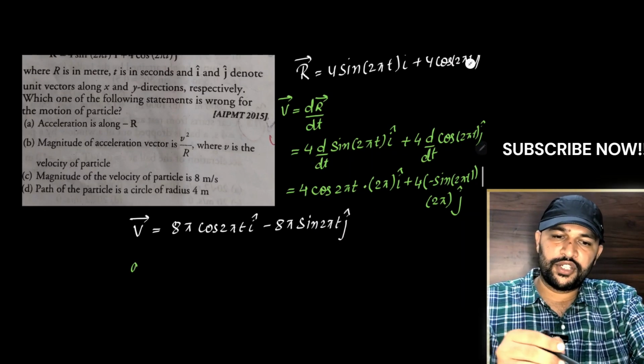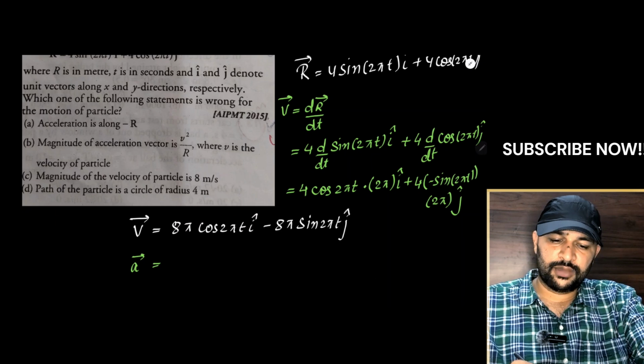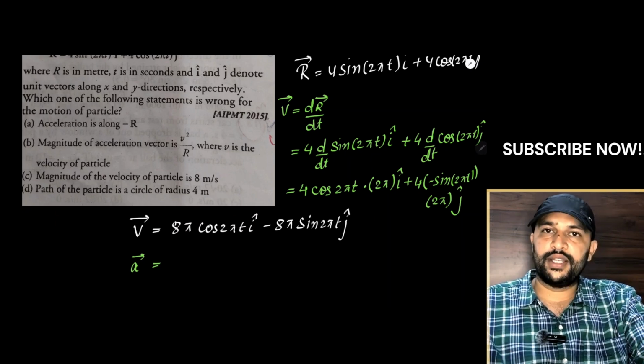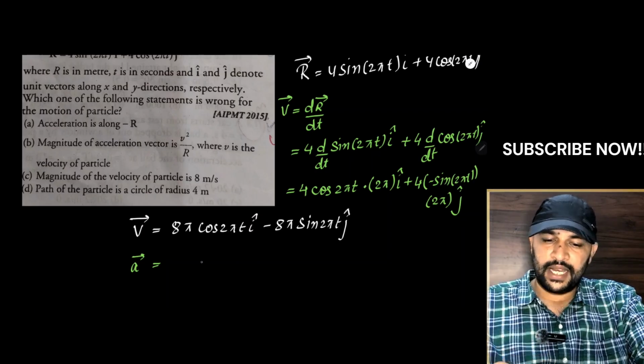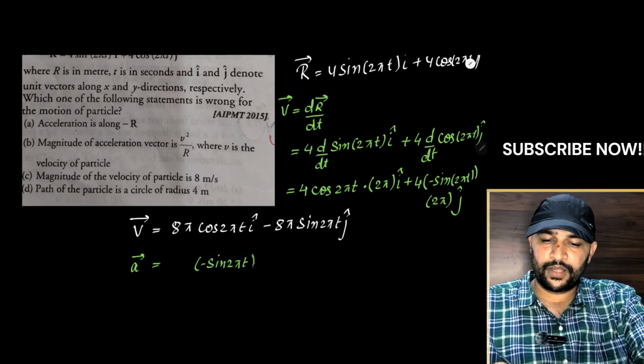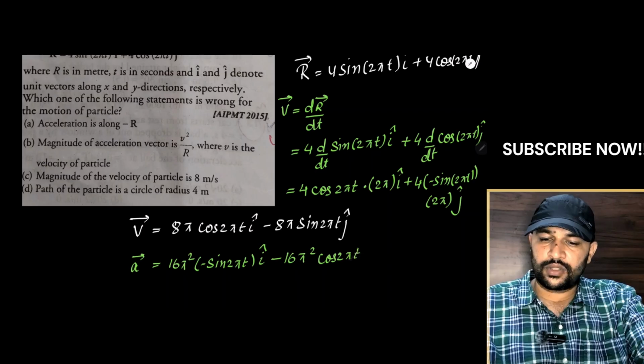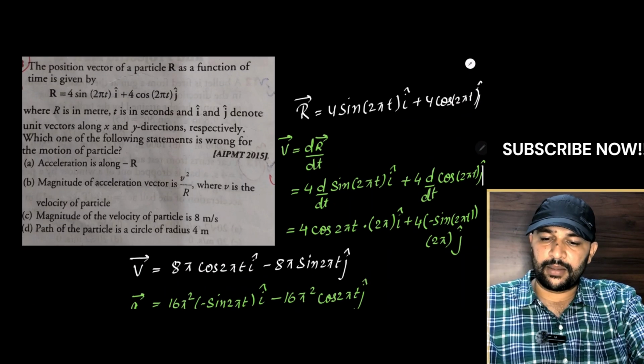Now, let us differentiate it once again to get the acceleration. This time I am doing it directly because I have already explained how to differentiate in the first case, in the velocity. So, 8 pi, and again when you differentiate cos 2 pi t you will get minus sine 2 pi t, and 2 pi will be multiplied and you will get minus 16 pi square sin 2 pi t i cap minus 16 pi square cos 2 pi t j cap, right.